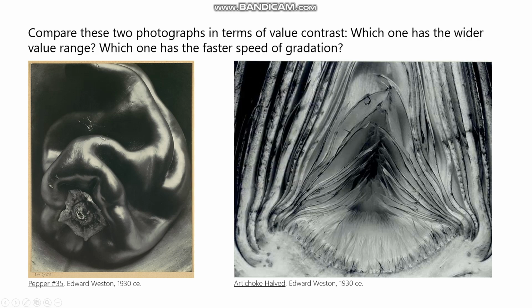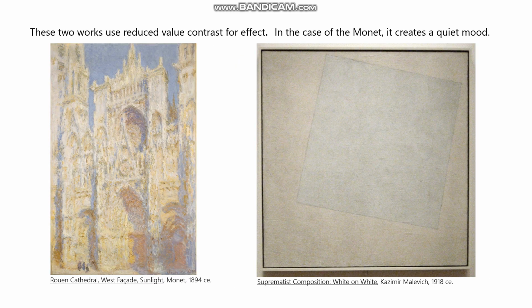We're back, and when we last left off, we were talking about value. We were talking about the two major parts to value contrast: one, the range, the difference from the darkest dark to the lightest light, versus the speed of gradation, and how both of them contribute to a sense of how much value contrast a work of art has.